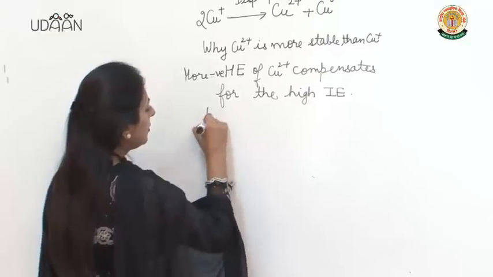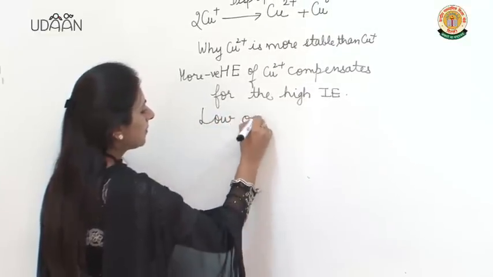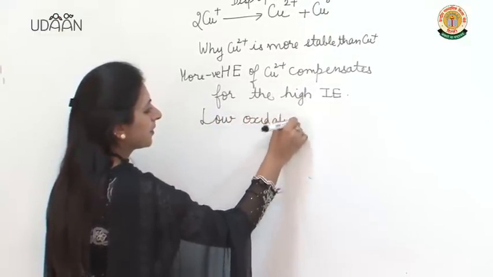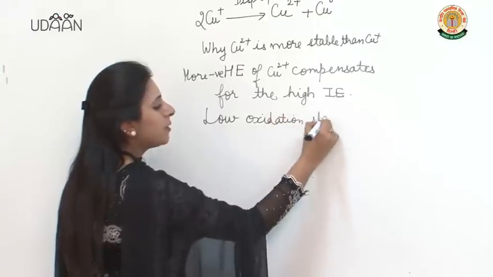Now in low oxidation states, ionic compounds are formed.